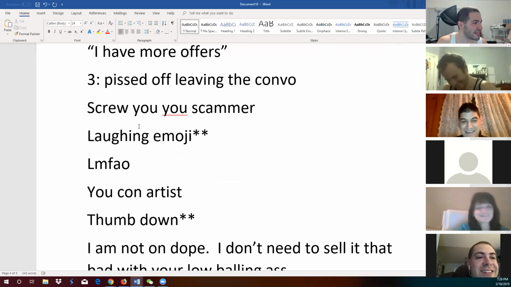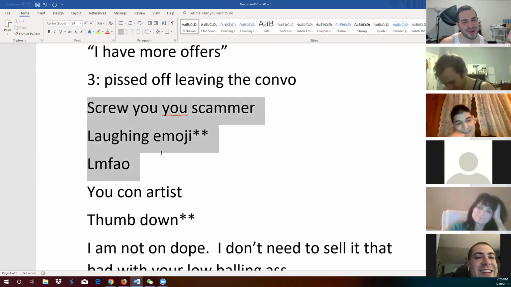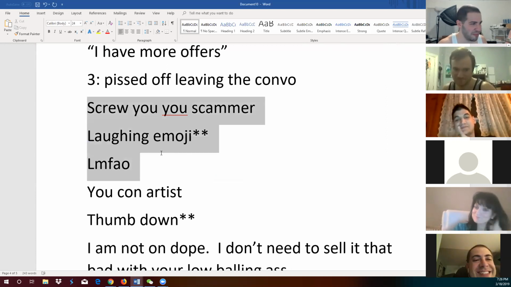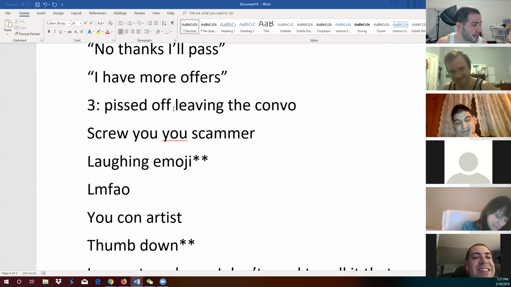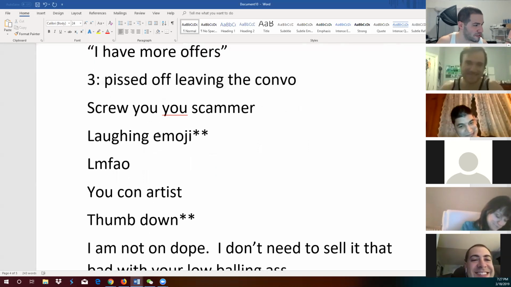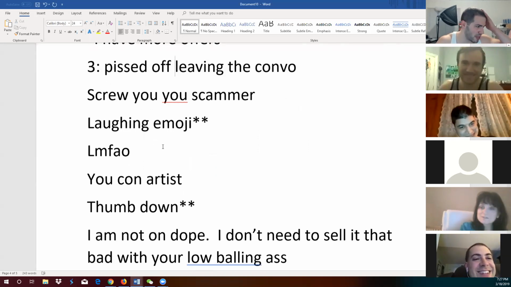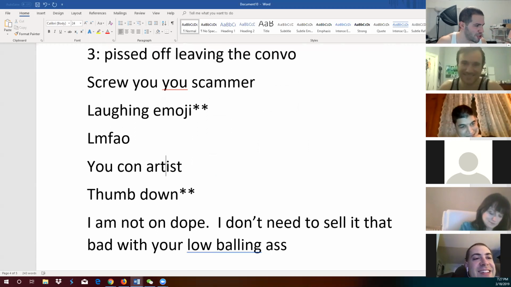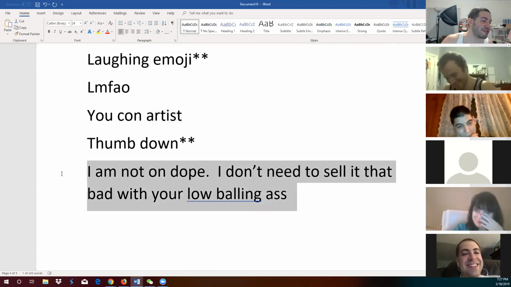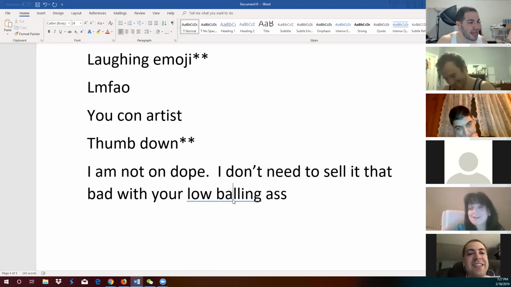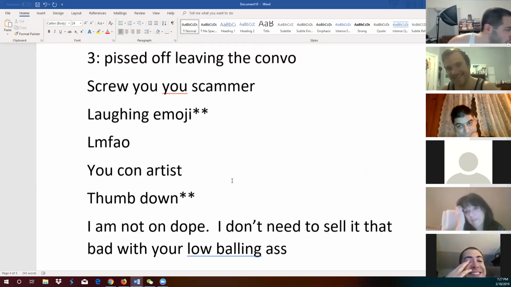So a person that says any of these very creative responses, team, falls into a level 3. They're pissed off and they're leaving the convo. Think about how the person's feeling. Screw you, you scammer. A bunch of laughing emojis. You con artist. I'm not on dope. I don't need to sell that bad with your lowball. They're done with you. This person is leaving the conversation. They're in their head. They're starting to exit it. They're probably going to stop responding.